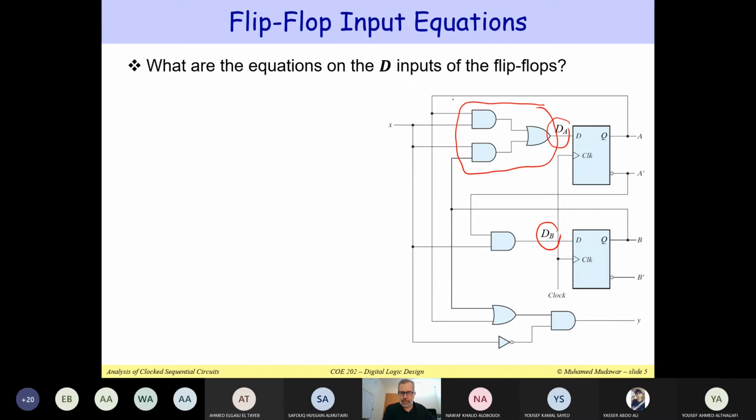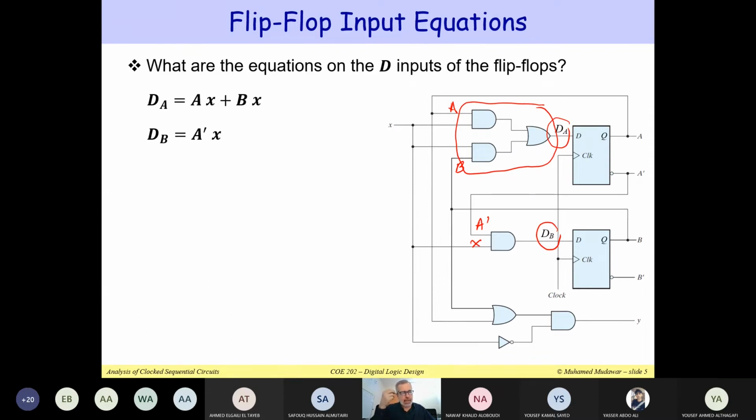So here you have A, this is X. Here you have X, and this is B, right? So you can write the equation for DA as AX or BX. How about the equation for DB? This is X. A prime and X. Okay, so it's A prime and X. So now we have obtained the equations at the inputs of the flip-flops.